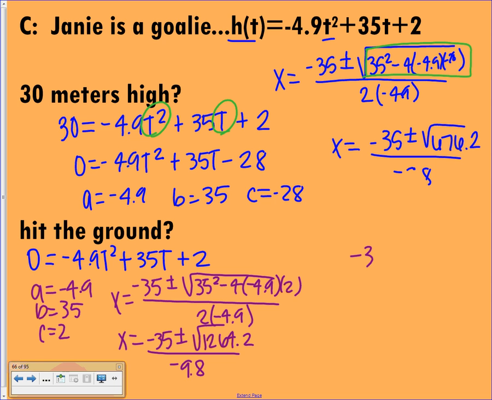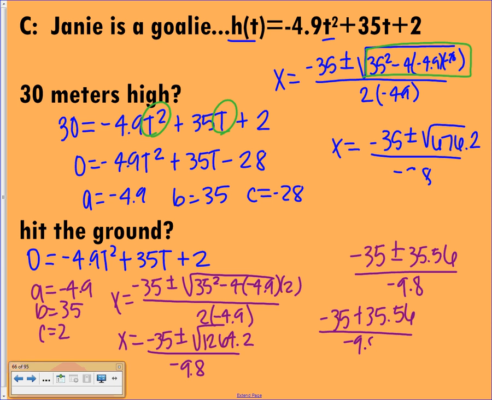All right, so now I've got negative 35. Now I'm actually going to take the square root. So the square root of that is about 35.56. Again, rounding to about 2 decimal spots is perfect. Now I'm going to find my answer. So my first answer will be negative 35 plus 35.56 over negative 9.8. My second was negative 35 minus 35.56 all over negative 9.8.